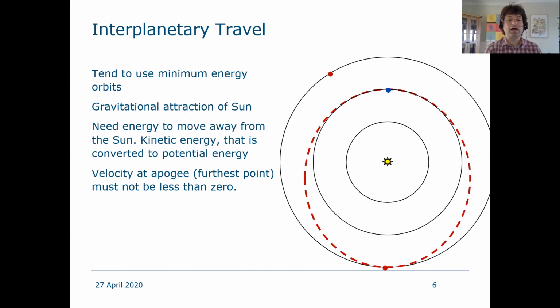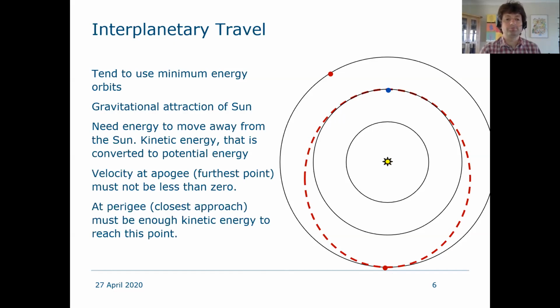The velocity at apogee, the furthest point from the sun, must not be less than 0. That sounds fairly obvious. We've got to have some velocity to ensure our spacecraft is still moving. So at perigee, at closest approach, there must be enough kinetic energy so we can reach that furthest point. So we need enough kinetic energy here so we can reach this point here.